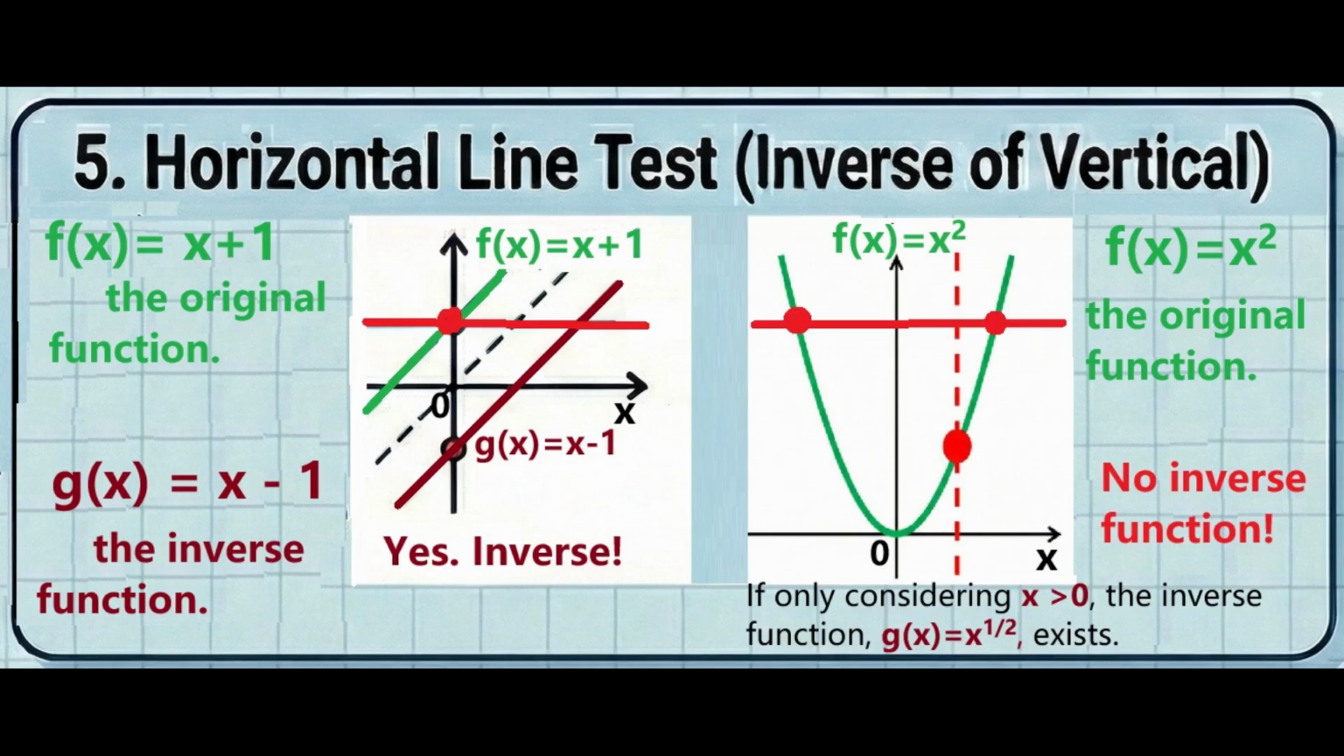Now look at f(x) equals x squared. A horizontal line hits this graph twice, so it fails, no inverse. But if we restrict the domain to x greater than 0, each horizontal line hits once, and the inverse function g(x) equals the square root of x exists. That's the horizontal line test.